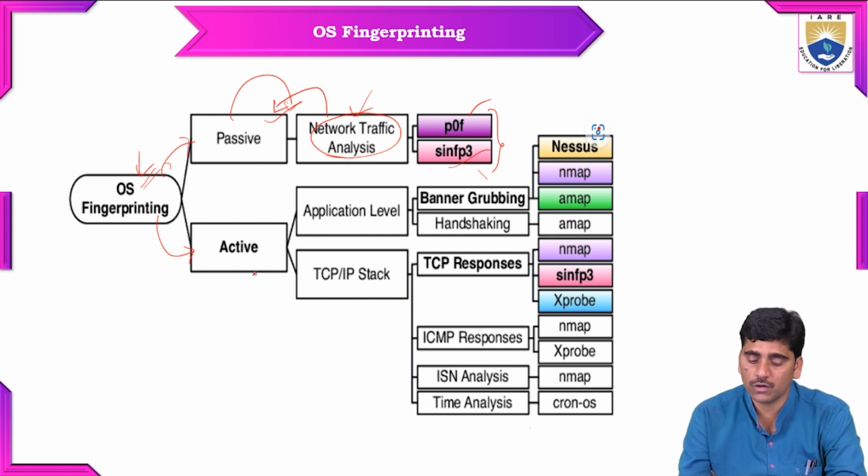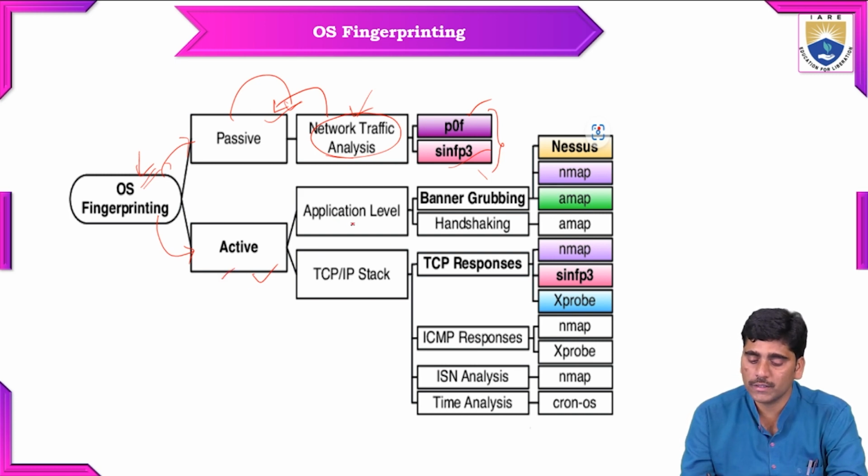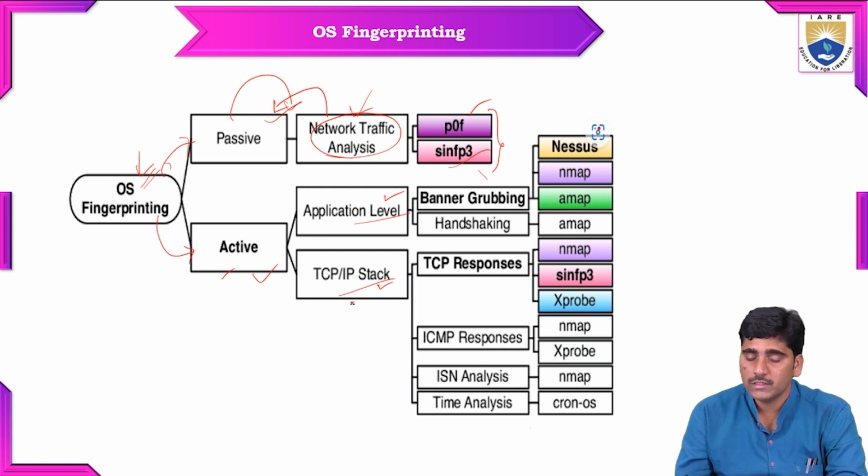And the second one is active OS fingerprinting. There are two ways to understand this process: application level OS fingerprinting, and TCP/IP stack OS fingerprinting.